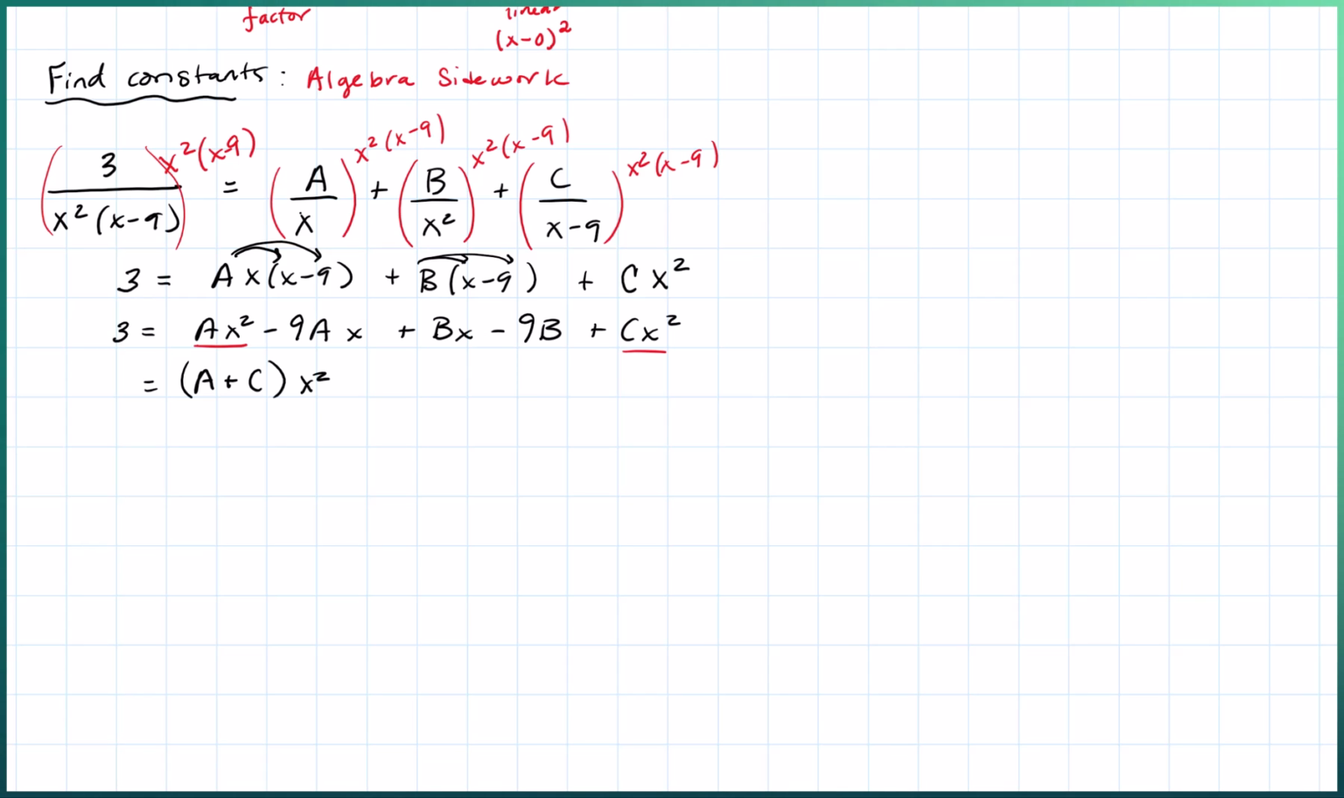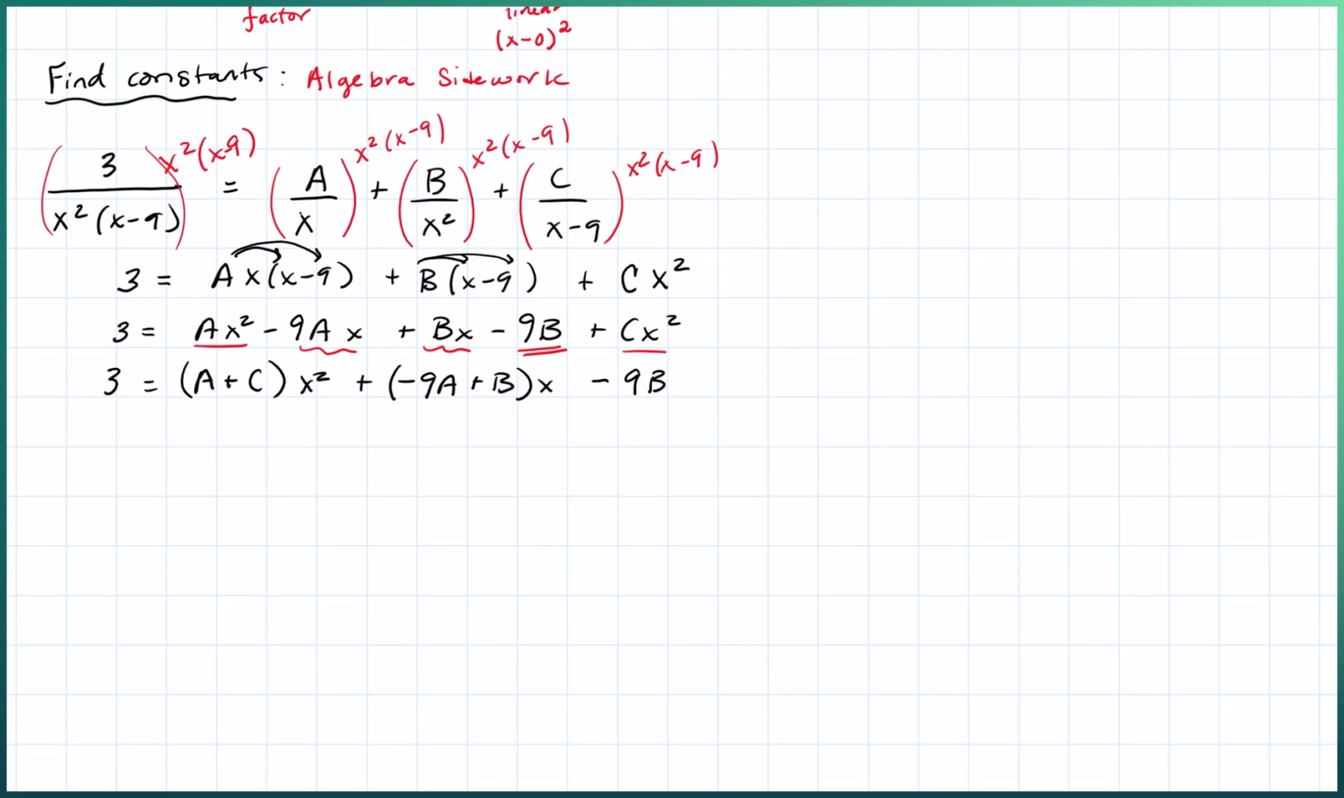I've got just 2 of those x terms. So those 2 x terms, I will combine those coefficients, and that's going to become minus 9a plus b times x. And then I've got 1 constant term. So minus 9b is my constant term. And that is all equal to, on the left side, just that constant 3.